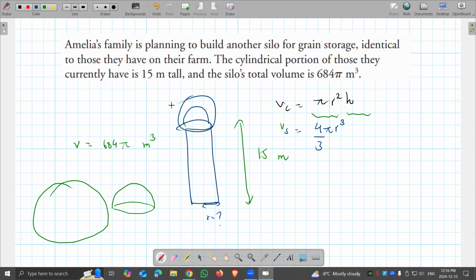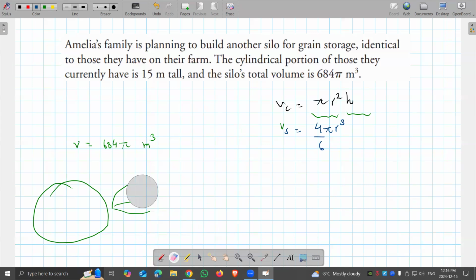Here, we only have half of this, right? So how do we cut this in half? You divide it by 2. When you do that, you'll see that this 4 over 3 becomes 4 over 6. Here, I'll prove it to you. 4 over 3 divided by 2 is 4 over 3 times 1 over 2. It's 4 over 6. So that's the volume for a half sphere, a semi-sphere. So now we have everything. We just plug it in and solve for r.